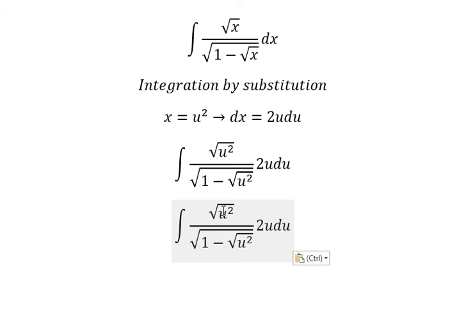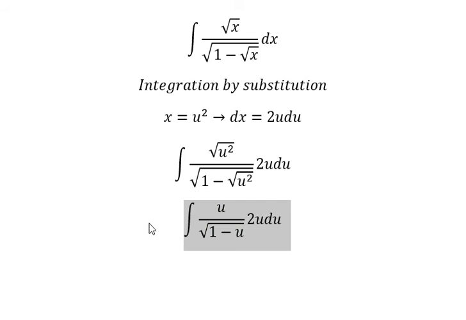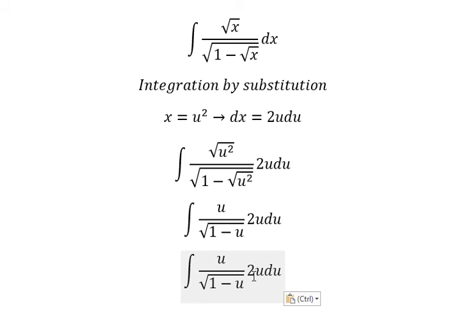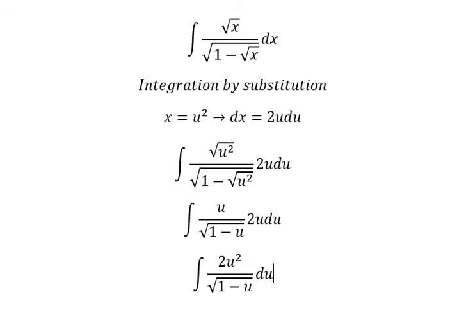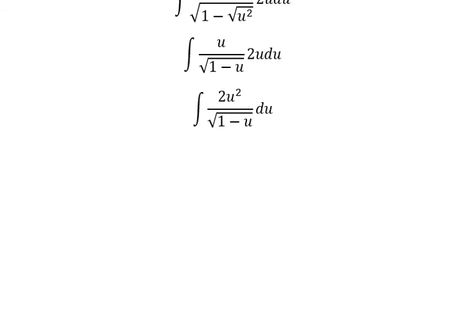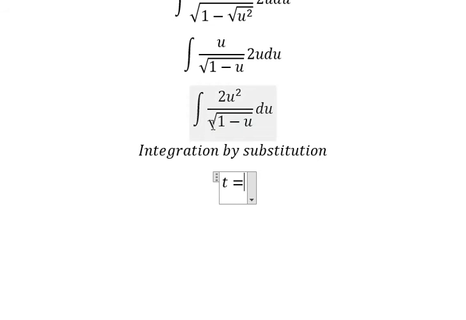The square root of u squared you get u. Similar for this one. Now u times u, you get 2u squared. Next, we need to use integration by substitution. So I will put t equals the square root of 1 minus u.